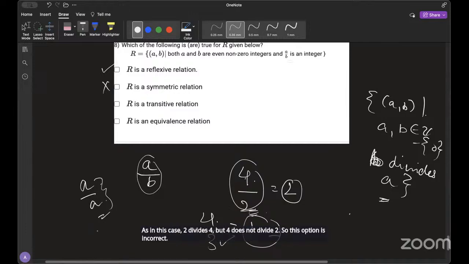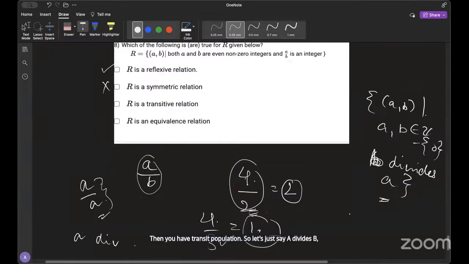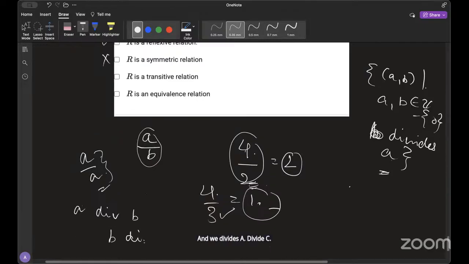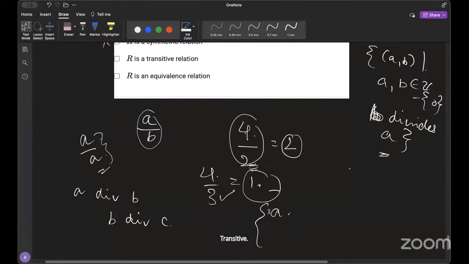Then you have the transitive relation. Let's just say A divides B and B divides C. We can prove this thing, but it's a transitive relation. The proof is very simple. If you want to prove this thing, you can just say A divides B.